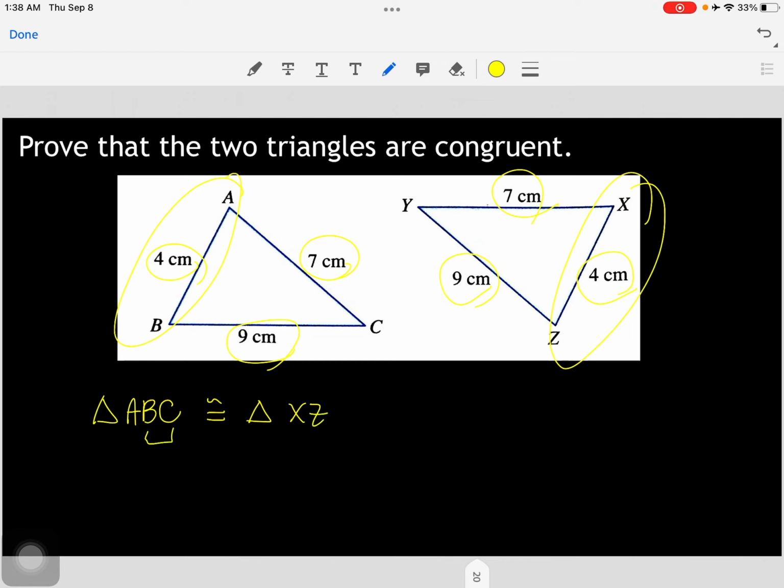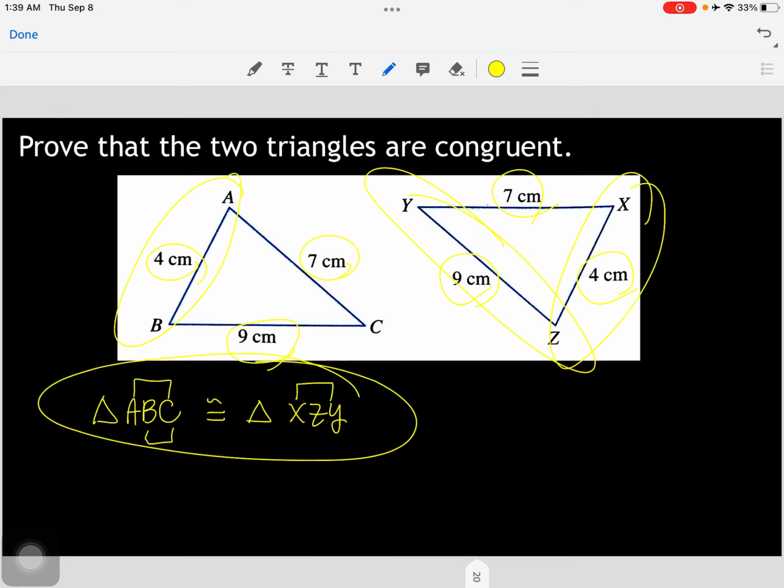Next is BC. BC measures 9 cm. So we look for the side that also measures 9 cm, and that's ZY. So this is ZY. And then lastly, AC measures 7 cm. XY also measures 7 cm. So that's how we should write the congruent statement.